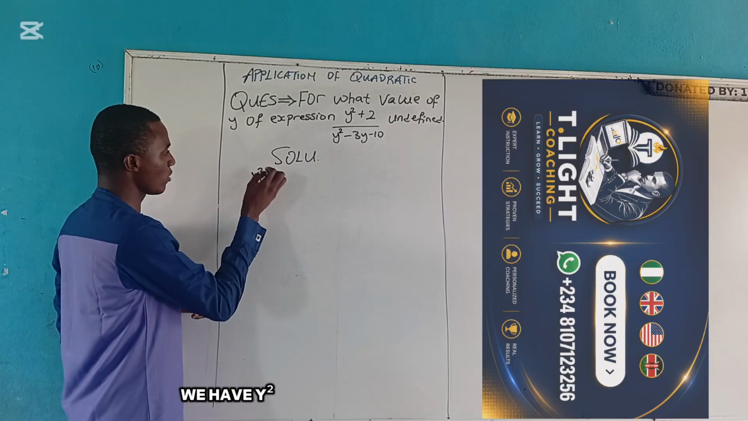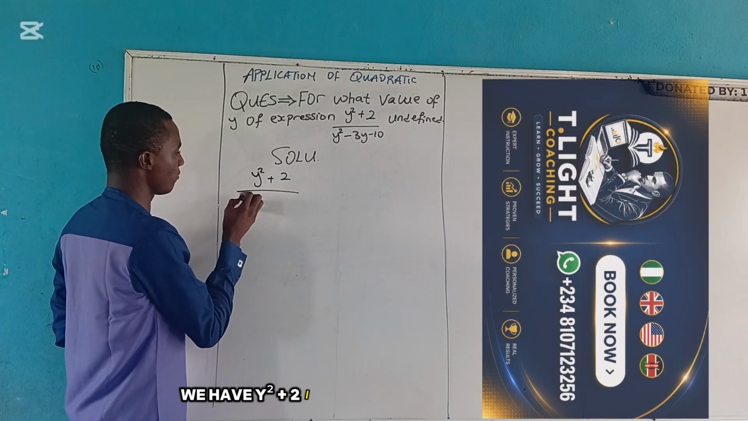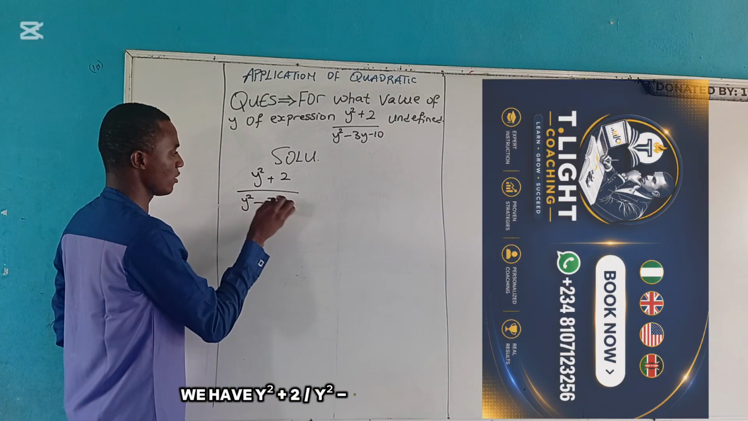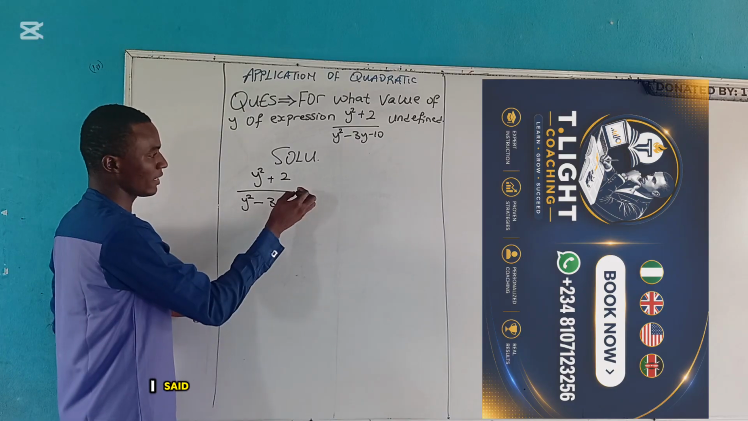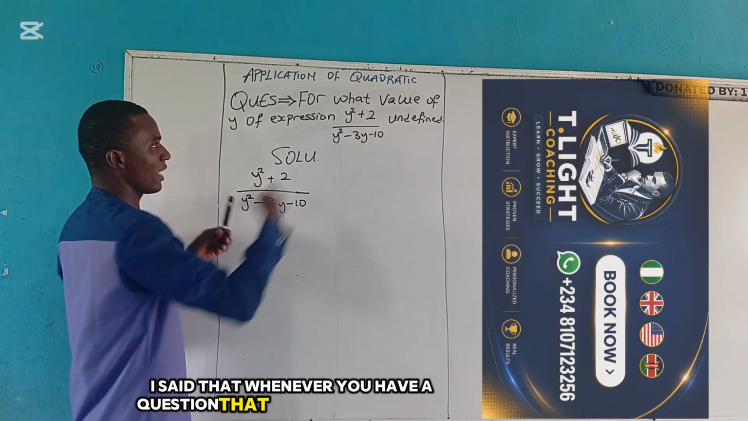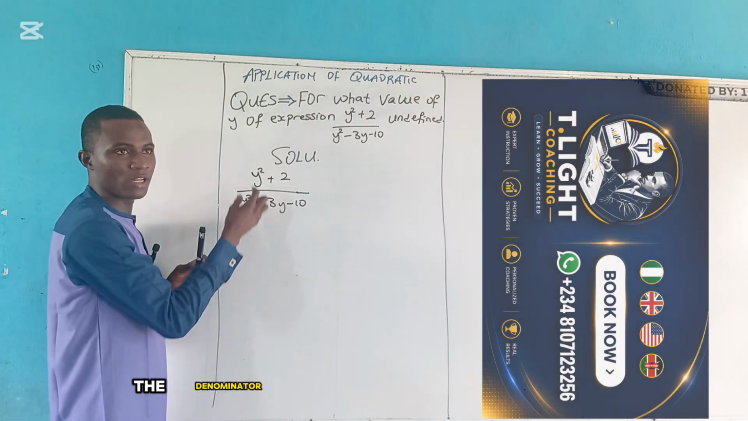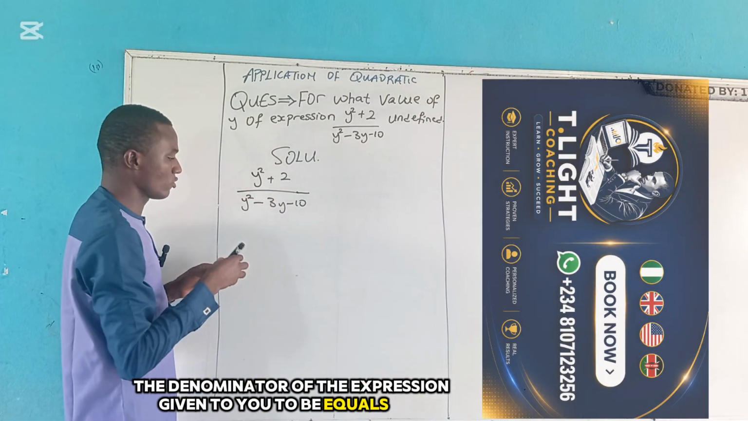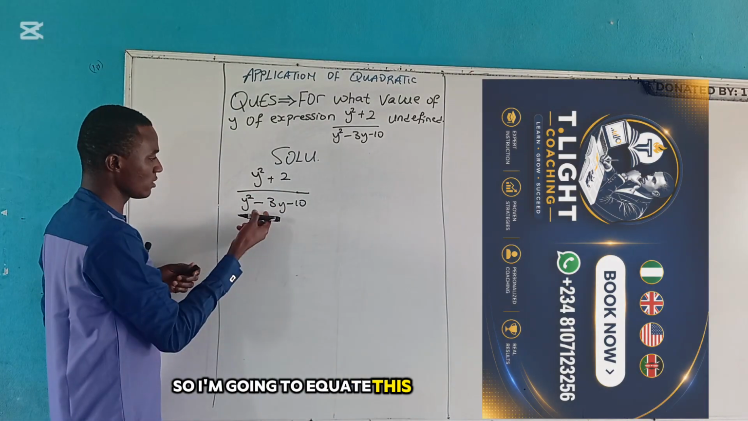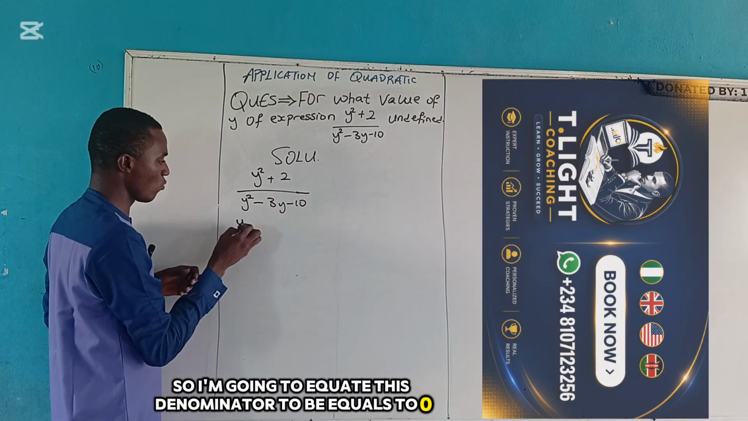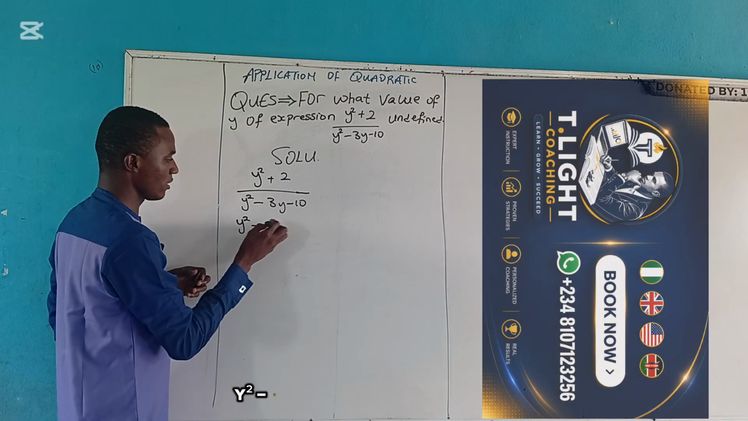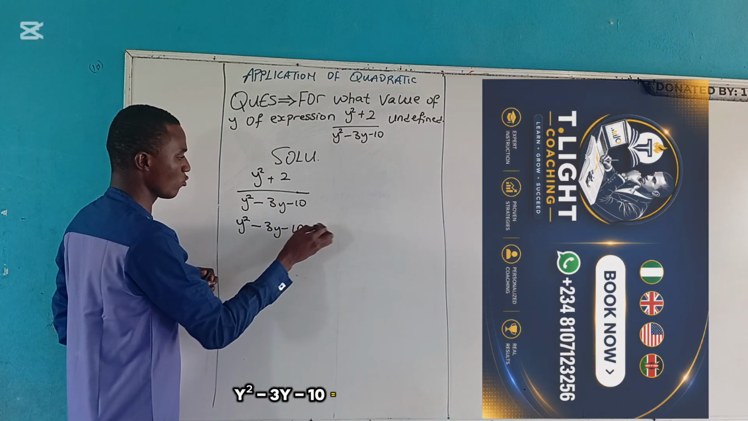So we have y squared plus 2 all over y squared minus 3y minus 10. I said that whenever you have a question that ends with undefined, what you have to do is to equate the denominator of the expression given to you to be equal to 0. So I'm going to equate this denominator to be equal to 0. y squared minus 3y minus 10 equals 0.